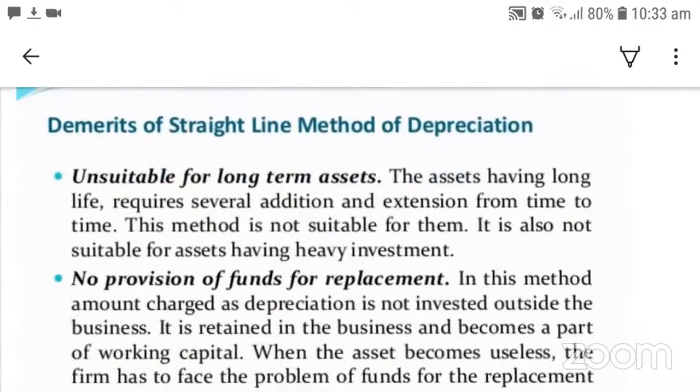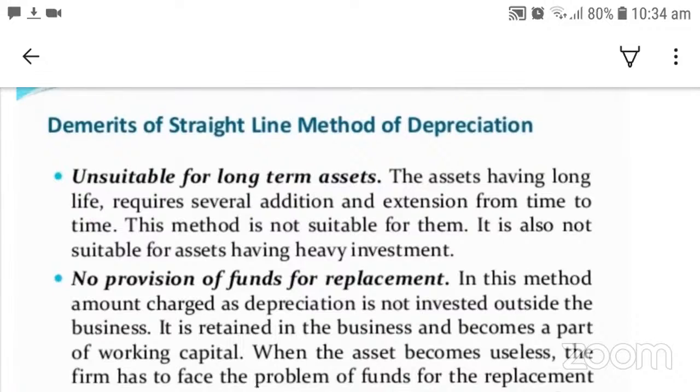Okay, demerits of the straight line method of depreciation. Demerits means disadvantages, we will see. Unsuitable for long-term assets. Assets having a long life require several additions and extensions from time to time. This method is not suitable for them. It is also not suitable for assets having heavy investment. Long-term assets, it will not be suited for providing depreciation.